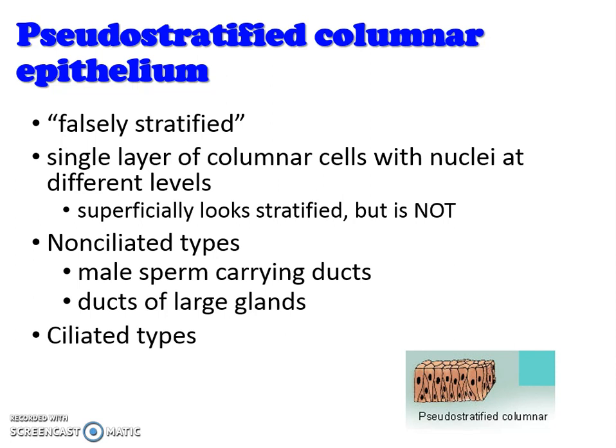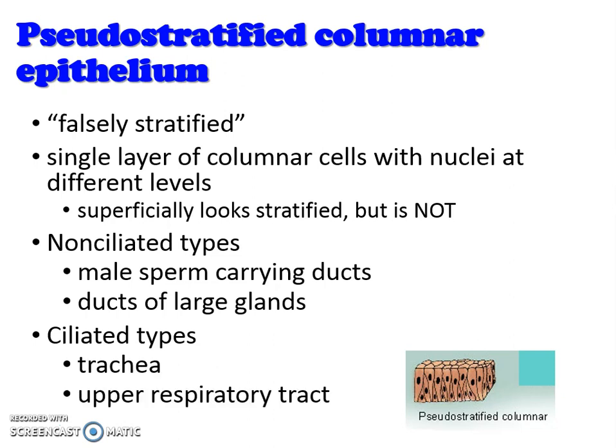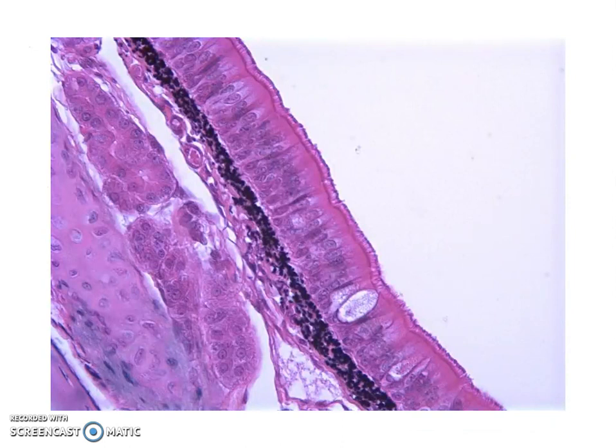Some pseudostratified columnar epithelium is ciliated, however, such as within the trachea and in the upper parts of the respiratory tract. The cilia in these cases are going to be moving mucus that helps to line our respiratory tract and help get rid of dust and dirt and pathogens.